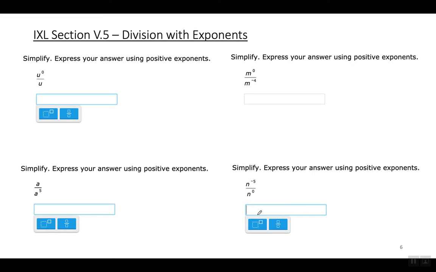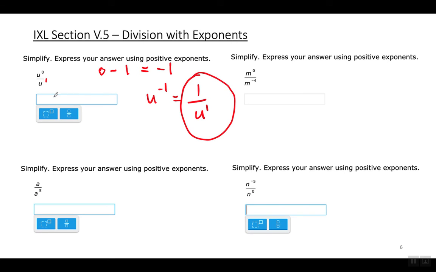Oh, I put a lot of examples here. Let me do these real quick too. All right, so on this one, 0 minus 1 equals negative 1. So my answer is u to the negative 1, which I would write like this if I'm writing my answer using positive exponents only. You could also think about it as, remember on the top, I said any non-zero number to the 0 power equals positive 1. So that's why my answer is 1 over u.